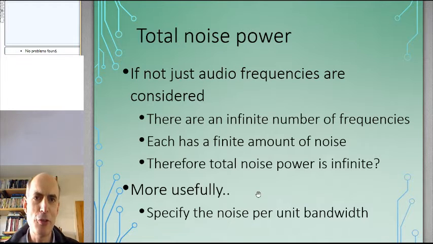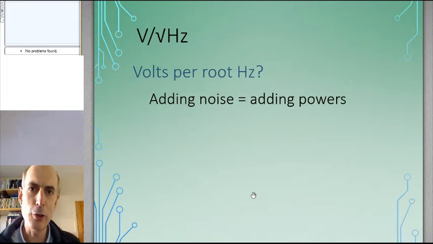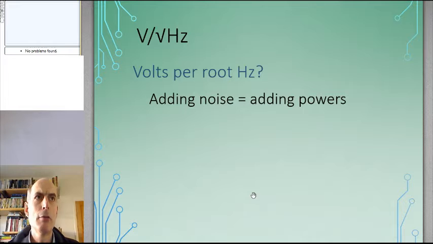And that calculation turns out to be quite interesting, because we need to use a unit which at first sight might look a little odd. Volts per root hertz. Why do we need volts per root hertz? Well, it's because if you add two noise signals, what you have to do is add the powers of the noise. You can't add their amplitudes. I'll talk about why in a future one of these videos.